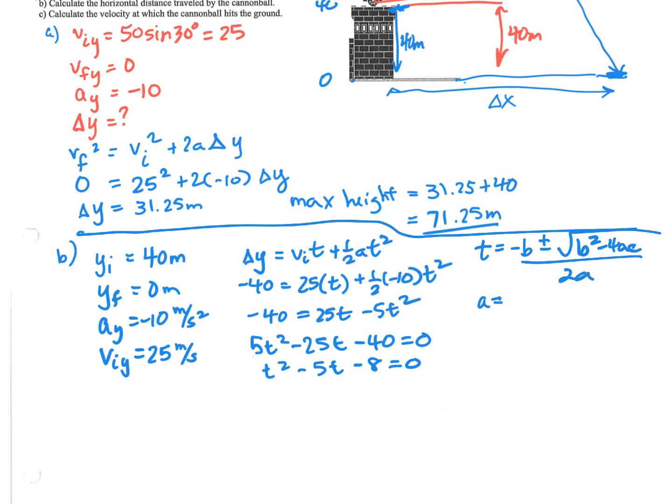So my a is 1, that'd be in front of the squared term. My b is negative 5, and my c is -8. So this is a, this is b, and this is c. So we're going to plug this in.